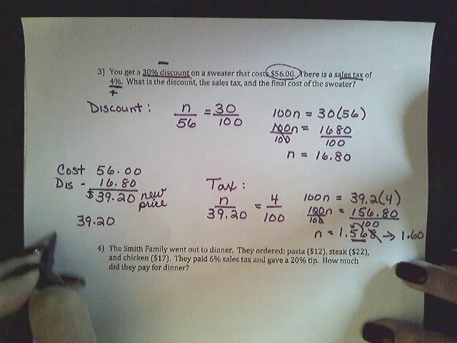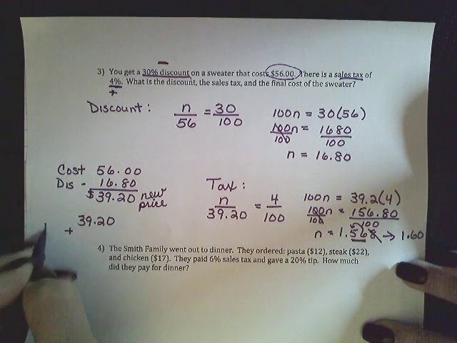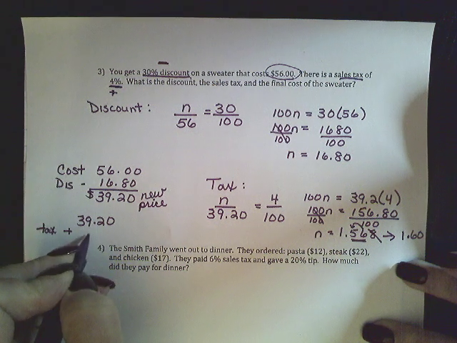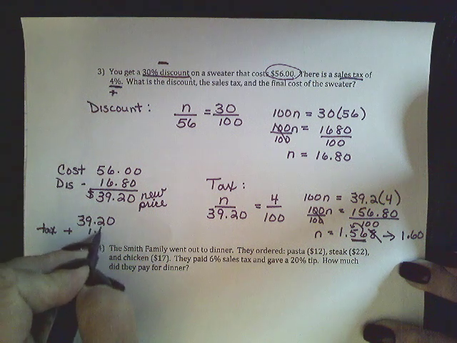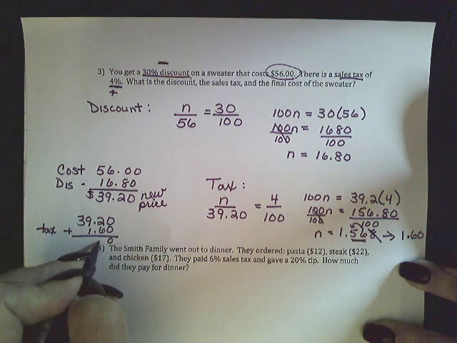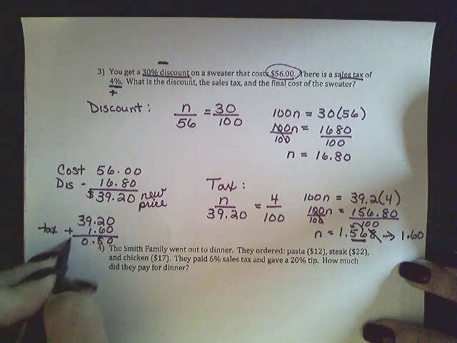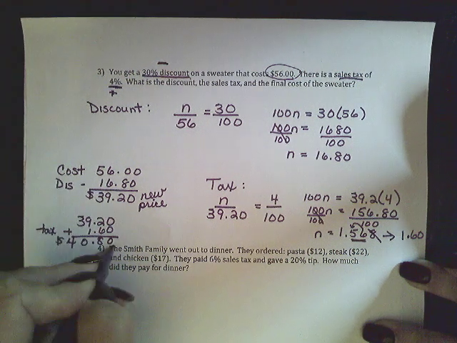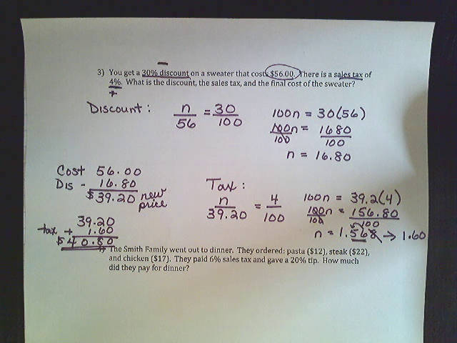So now I need to take my $39.20 and add the tax. So that tax is $1.60. $40.80 is the final cost.